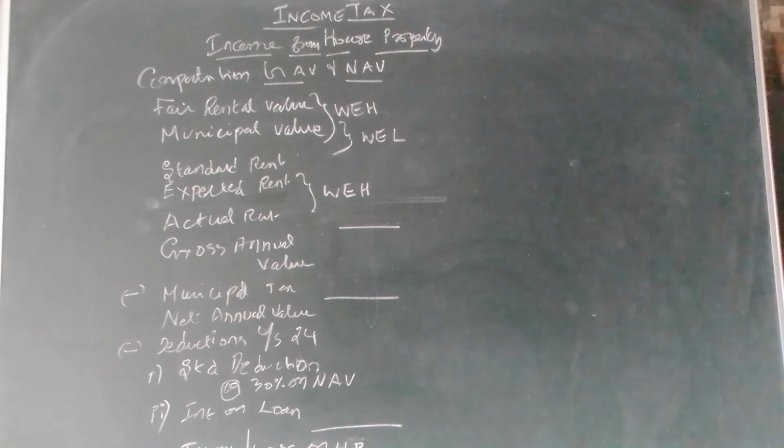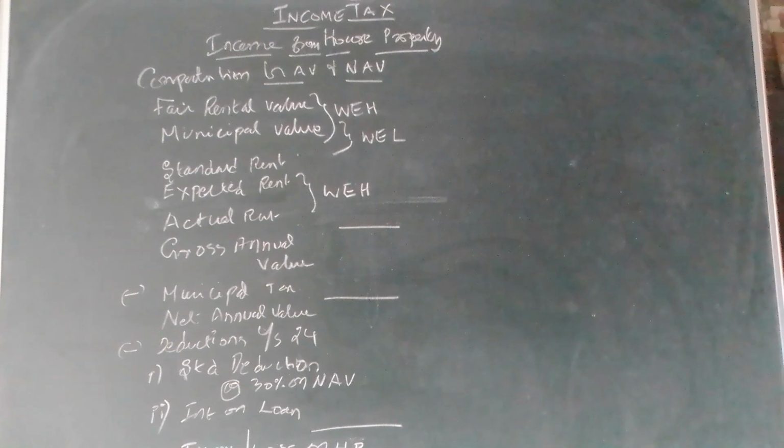See, basically you are all well aware that for determining the income from house property, the assessee should be the owner of the property, or at least the deemed owner of the property. So, the municipal tax paid by the owner of the property is taken as a deduction and the balance is called net annual value.